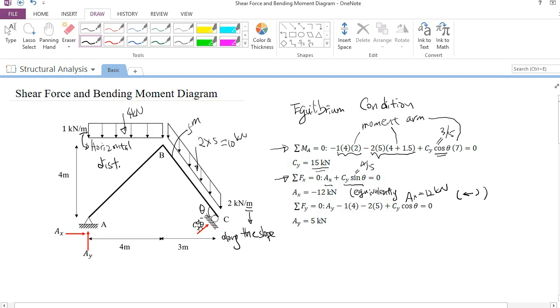And from the third equilibrium condition, the summation of all the forces acting on the structure along the vertical direction should be equal to 0. So we obtain Ay minus the first distributed load, minus the second distributed load, plus the projection of the reaction force. You will find that Ay is equal to 5 kilonewton.